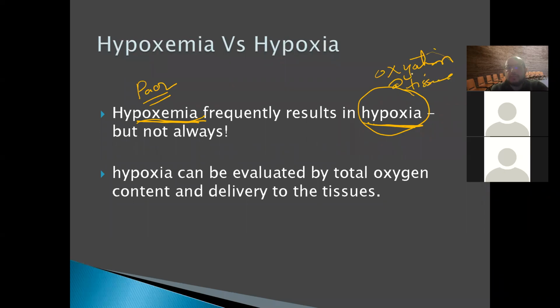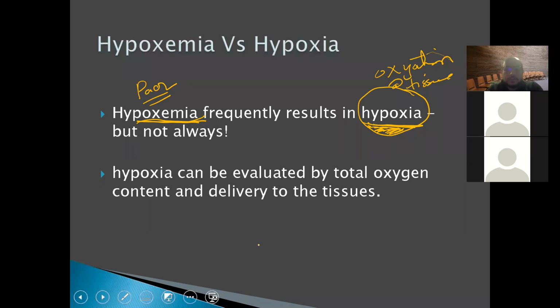Hypoxia versus hypoxemia. Hypoxemia is frequently a result of hypoxia, but if the baby is hypoxemic, it doesn't always mean you have tissue hypoxia, or the opposite. So there are two different terminologies. Hypoxemia: saturation or the PaO2, how much oxygen is in the blood. Hypoxia: you measure the oxygen at the tissue level.